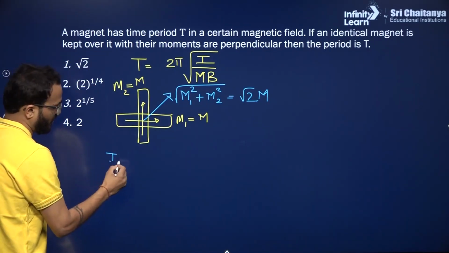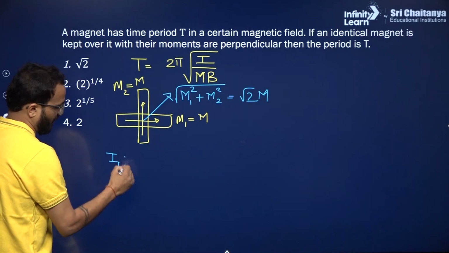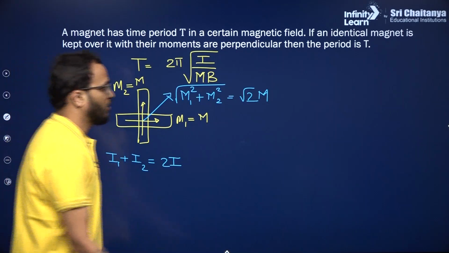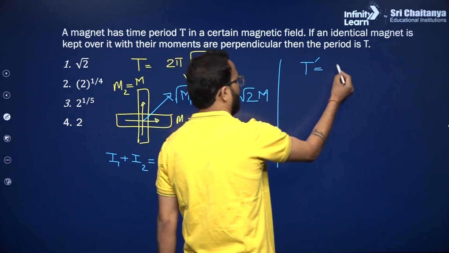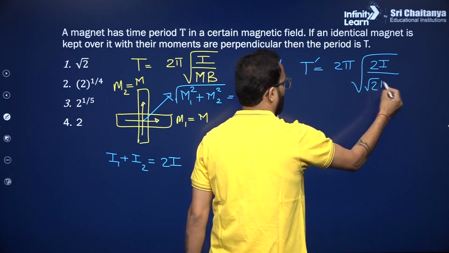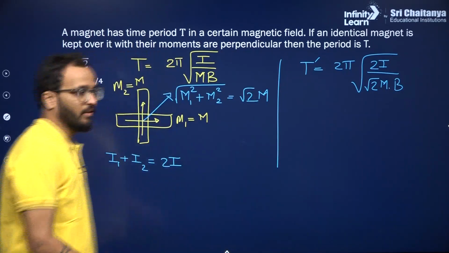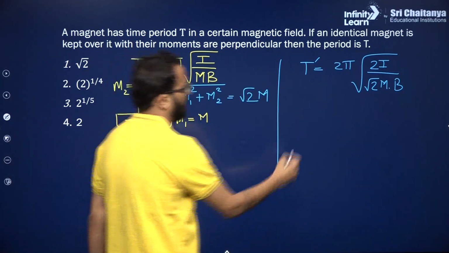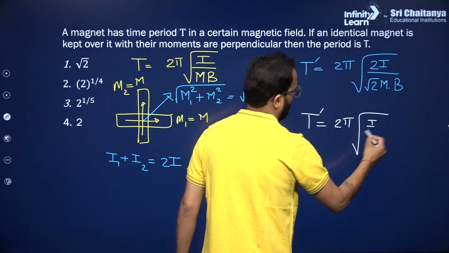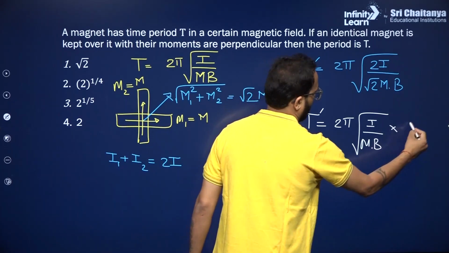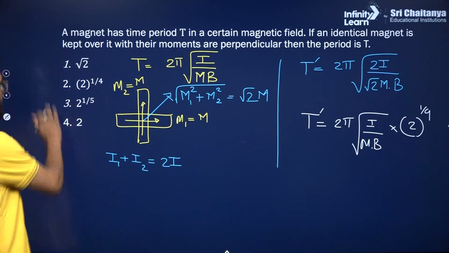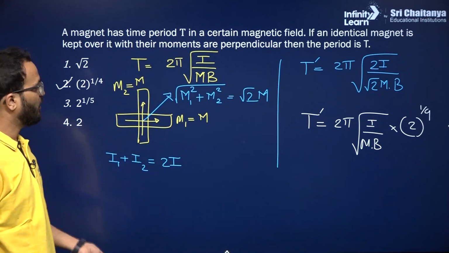And what about I? Moment of inertia will be obviously I1 plus I2, which will become 2I, right? So what is T dash? It will be 2 pi root over 2I by root 2 M into B, okay? So it will be how much? T dash will be 2 pi root over I by MB into 2 to the power 1 by 4. That means it is 2 to the power 1 by 4 times the time period. So the second option is correct.